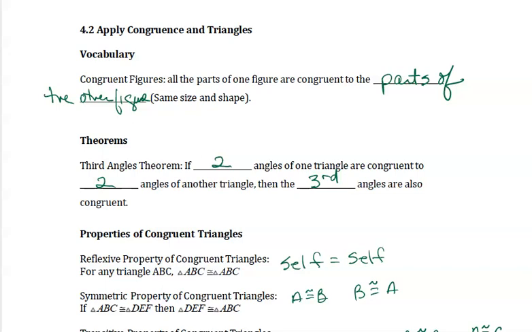So in this video, we're going to go through the notes for 4.2. So it's all about applying congruence and using triangle information. So vocab is at the beginning.